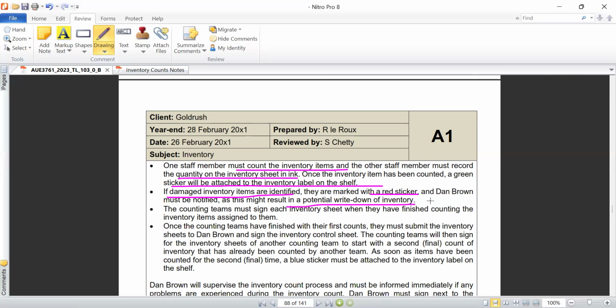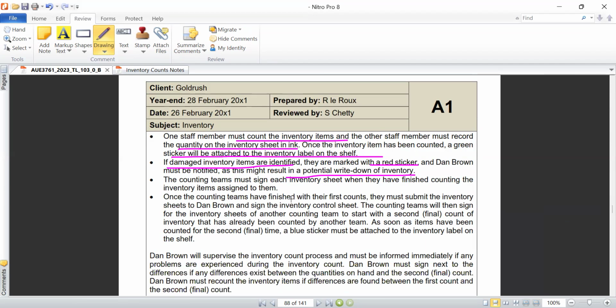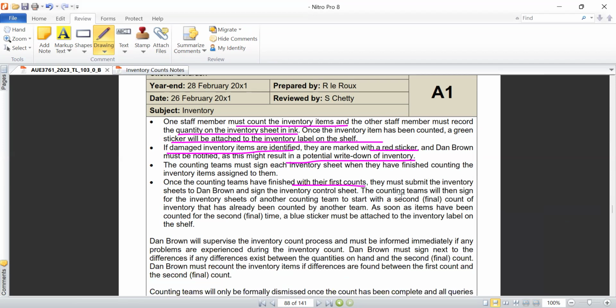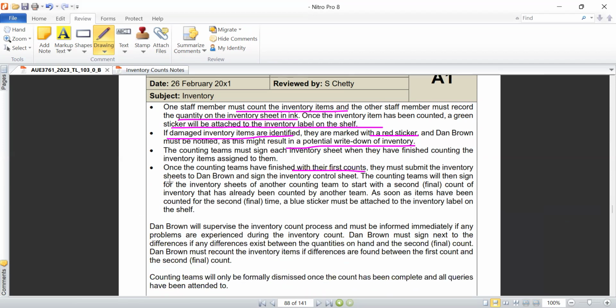Right. So meaning to say we can inquire with this guy just to determine if ever he is made aware of this. Right. And then the counting teams must sign each inventory sheet when they're finished counting the inventory items assigned to them. So obviously you will inspect for the signatory of the count teams on the count sheet, you know. And then once the counting teams have finished with their first counts, they must submit the inventory sheets to Danny Brown and then sign the inventory control sheet.